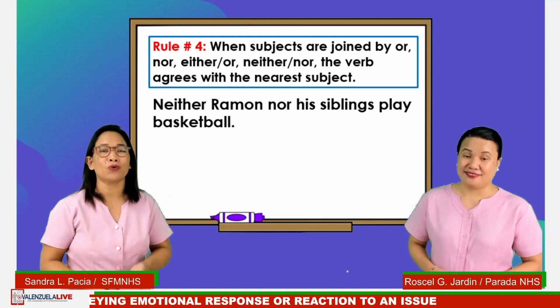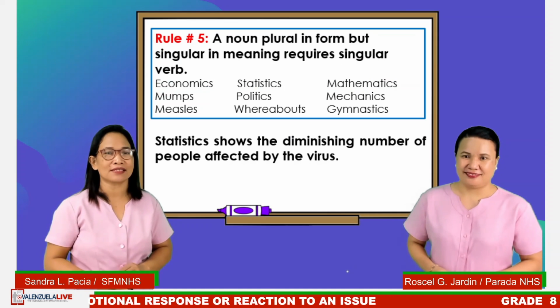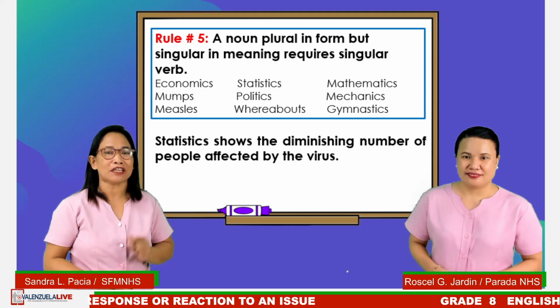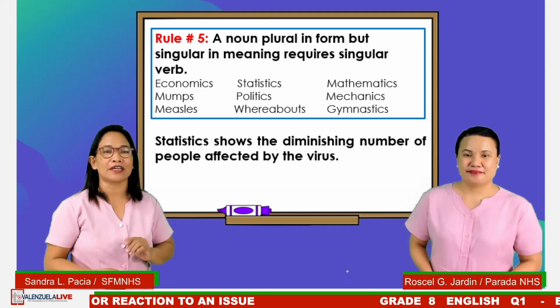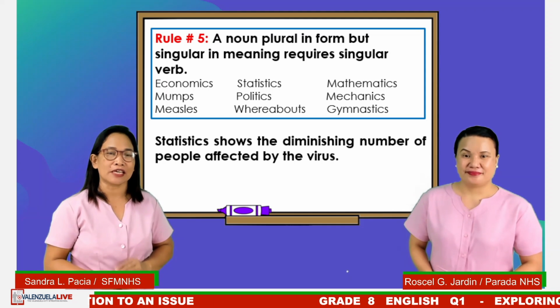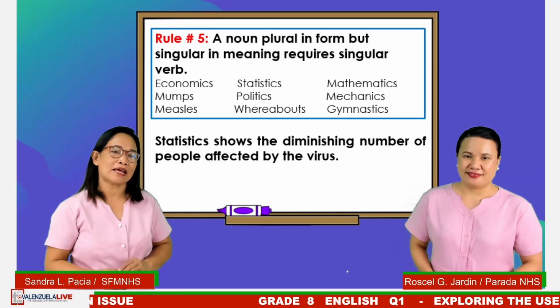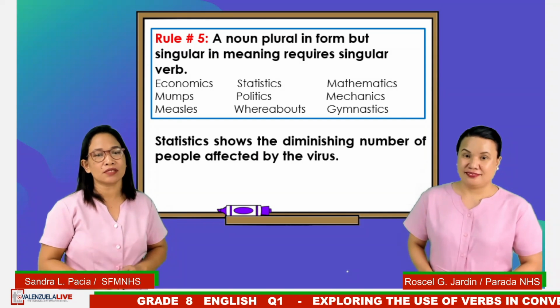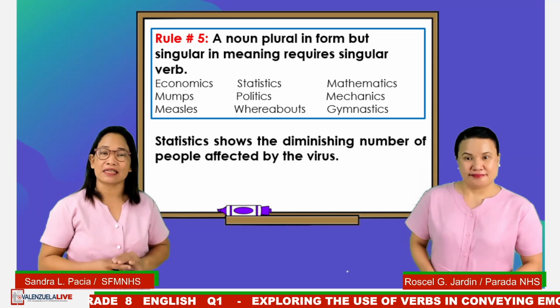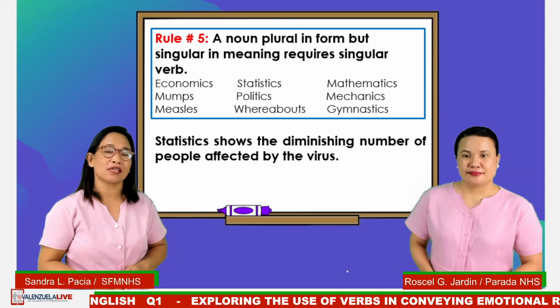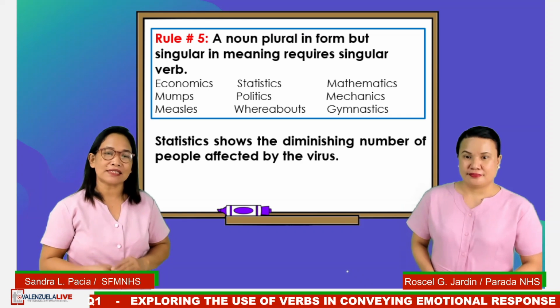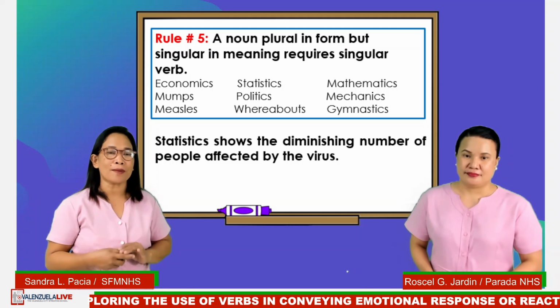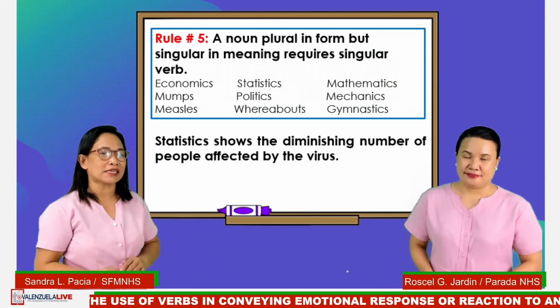Let me give you rule number 5, and it says, a noun plural in form but singular in meaning requires a singular verb. Examples: economics, mumps, news, gymnastics, statistics, politics, measles, mathematics, mechanics, whereabouts. Look at this example.